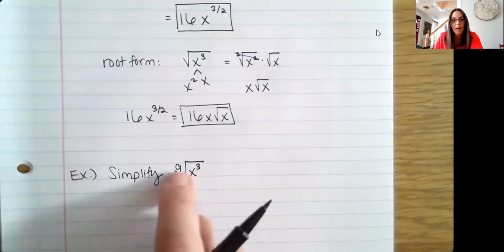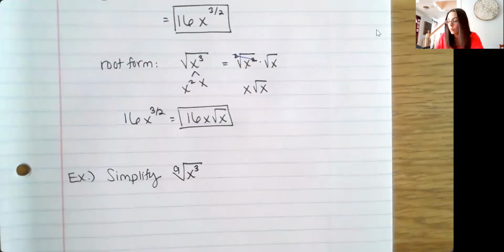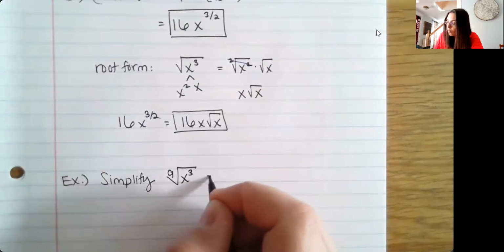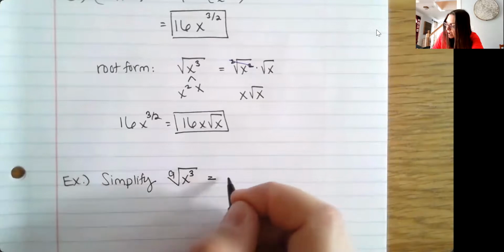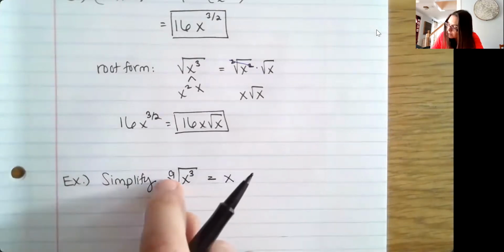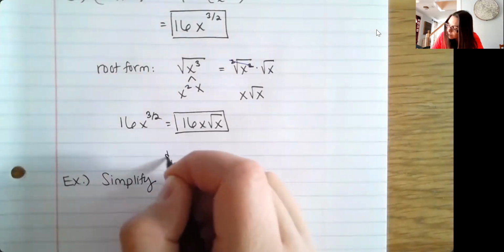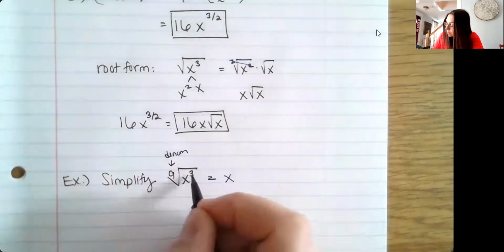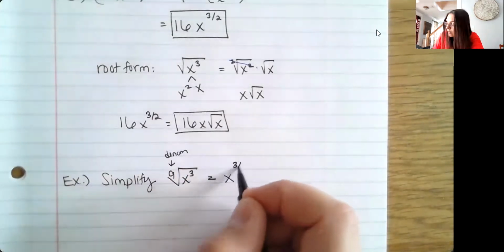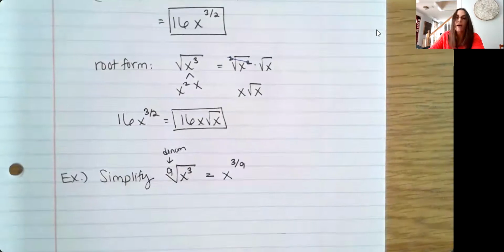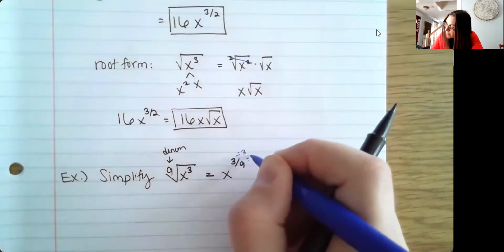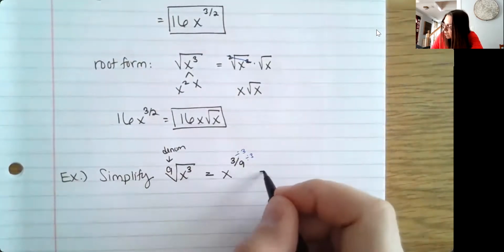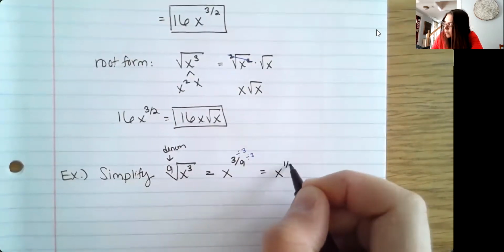I have a 3. But another way to do this is to change it over to the exponential form. So if I go backwards, my denominator would be 9 here, right? That root is going to be your denominator. And then that 3 is going to be my power. So it's 3 over 9. And now you know how to work with a fraction. We can divide these both by 3, and we have x to the 1/3.